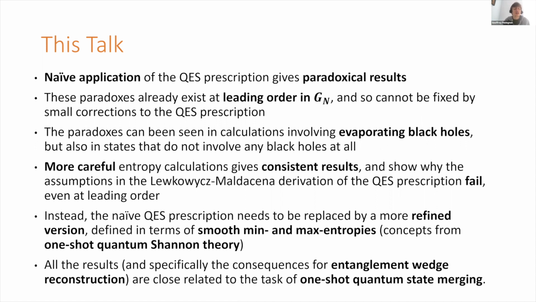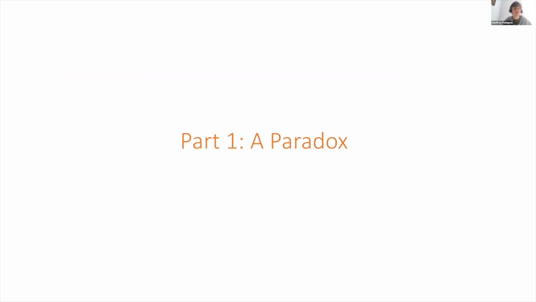So yeah, and this connection to one-shot quantum Shannon theory goes deeper than just the same quantities showing up. It turns out all the results in this talk, particularly the consequences they have for entanglement wedge reconstruction and the subregion duality, are very closely related to a particular task in one-shot quantum Shannon theory called one-shot quantum state merging. So I'll talk briefly about that towards the end of the talk. Okay, but let's start from the very beginning.